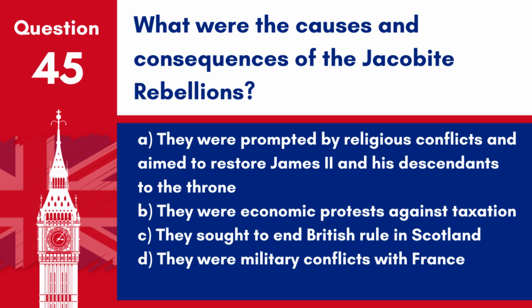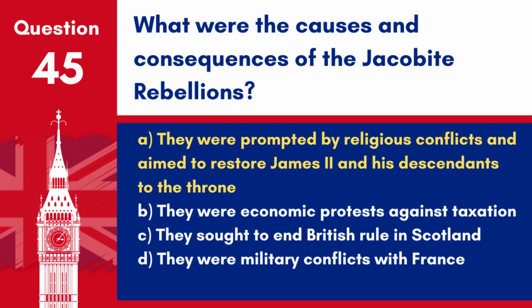Question 45. What were the causes and consequences of the Jacobite rebellions? A. They were prompted by religious conflicts and aimed to restore James II and his descendants to the throne. B. They were economic protests against taxation. C. They sought to end British rule in Scotland. D. They were military conflicts with France.